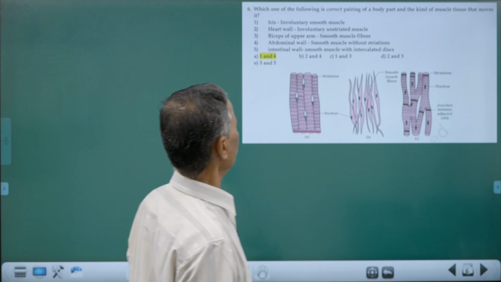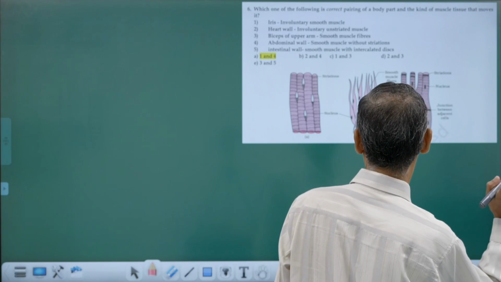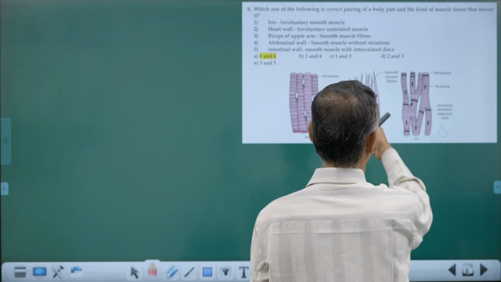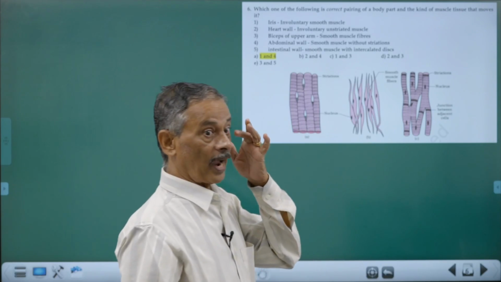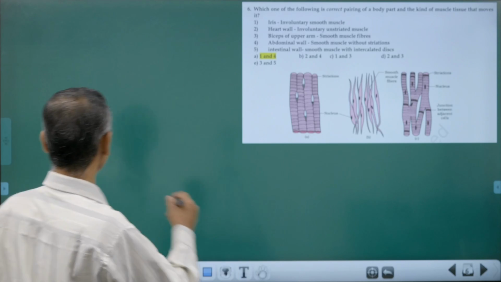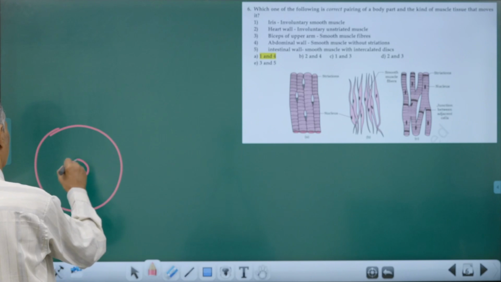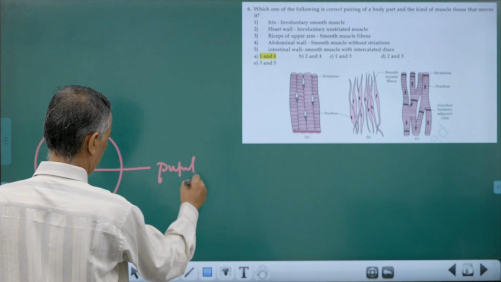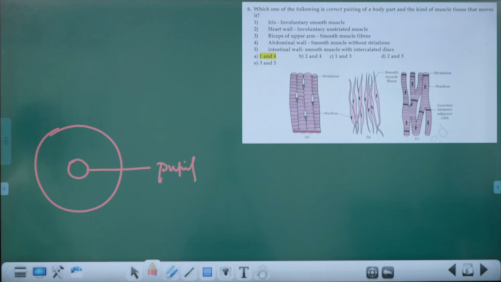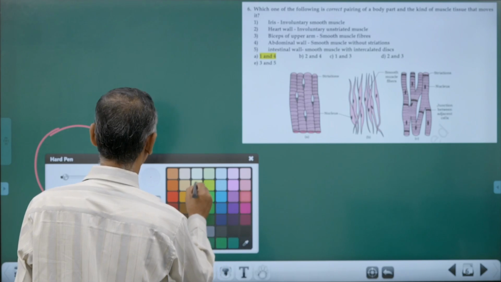Which one of the following is the correct pairing of body parts and the kind of muscles? We have done it earlier so that this will be very easy for you. Now, iris. Iris muscles. What is that iris? Iris is the colored curtain having a opening called pupil. The pupil diameter can be increased or decreased with the help of two sets of muscles. What are these two sets of muscles?